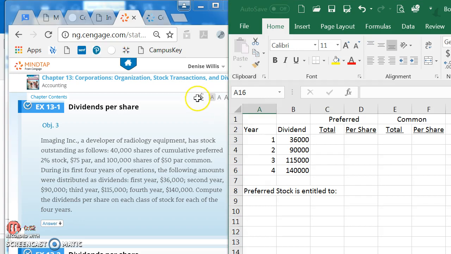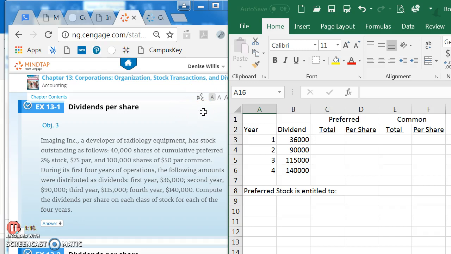Okay, I have put those amounts over here on this Excel spreadsheet to keep up with, okay? We're to compute the dividends per share on each class of stock for each of the 4 years. If I were doing this on paper, doing this on my own, I would probably just do it on paper, but I'm going to use Excel so I can get it up here in the screencast. You don't have to use Excel. I am just treating it as digital paper, okay? So I have my years, I have my dividend amounts.